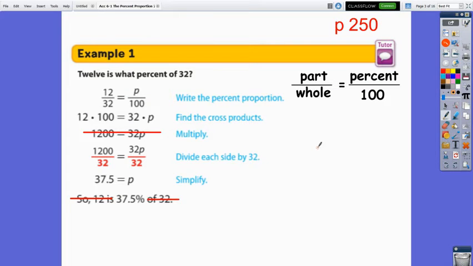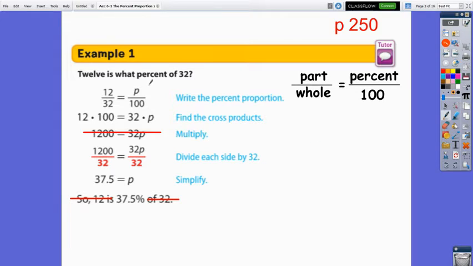In these problems, typically you will be given two of these numbers, the part, the whole, and the percent, and you're calculating the third one. There's a number of ways to do these, but today we're just going to talk about the percent proportion because it is the way that you can solve every type of percent problem.